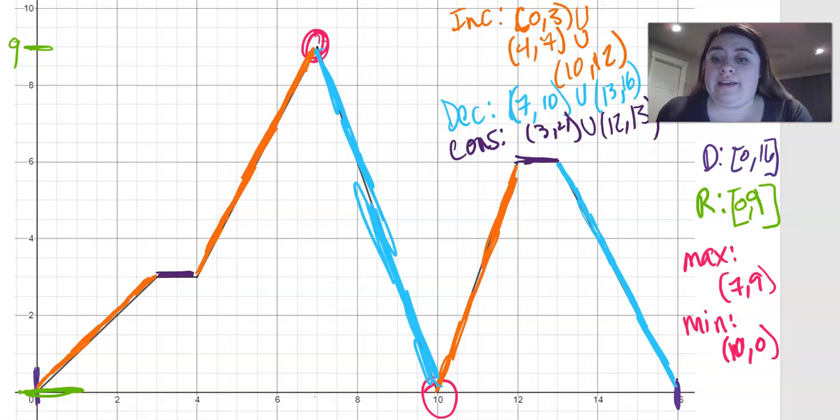Very quickly, we do have a y-intercept. I didn't go over this, but I do want to point that out super fast. That y-intercept is the point on the y-axis where we cross or touch it. 0, 0 would be the y-intercept. And then for our x-intercepts, the points where we touch the x-axis, those happen to be 0, 0, 10, 0, and 16, 0. I'm not going to write those down because those aren't the most important things.